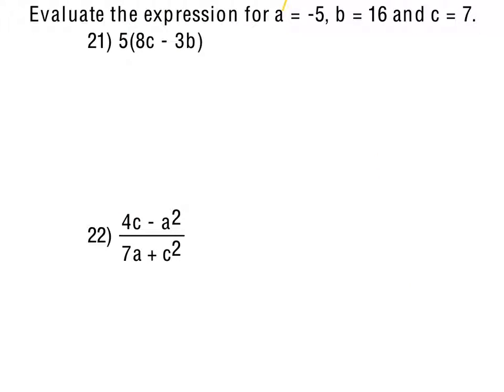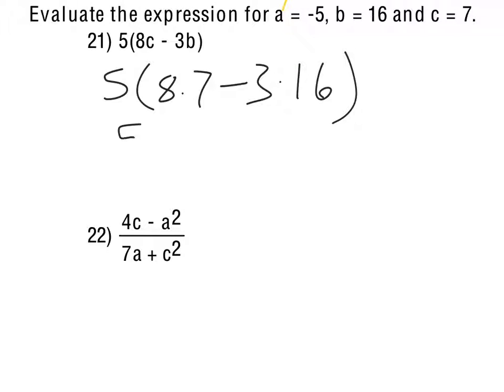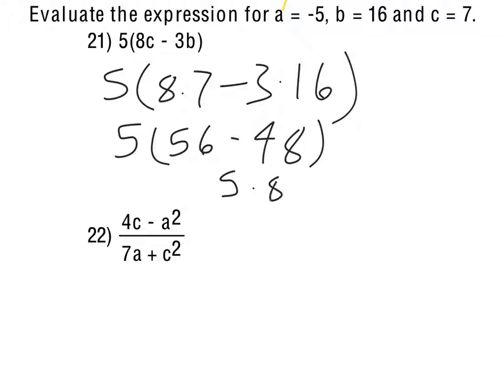For problems 21 and 22, they give us values to plug in. Let's see, so we start by plugging in the value for C, so we have 8 times 7 minus 3 times B, which is 16. Let's see, we can do the 8 times 7, so we get 56. 3 times 16, we're looking at 48. So we end up with 5 times 8, which would be 40. Same sort of idea for number 22.